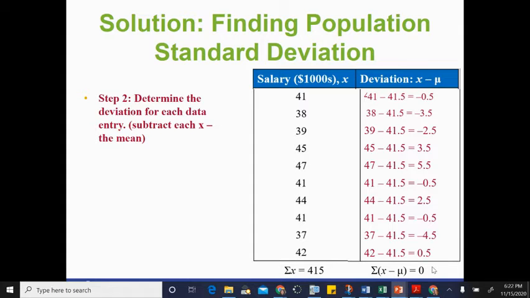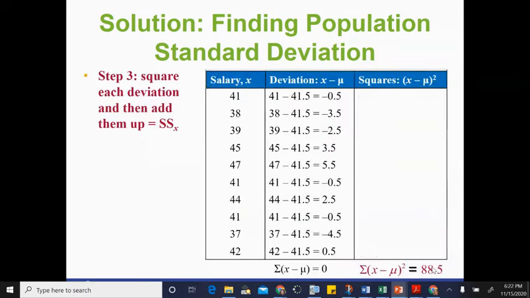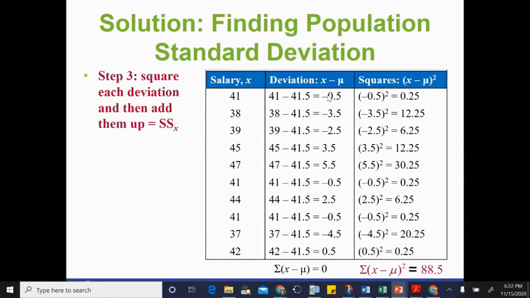All right, here we go. So step 1, find the average. Step 2, subtract each of the data minus the average. Step 3, square all those answers. So I'm going to take this answer, negative 0.5, and square it. Then I'm going to take negative 3.5 and square it, and then keep going all the way down. Once you square all those, you add them up, and you get what's called the sum of the squares of the x's. So in this case, it's 88.5.